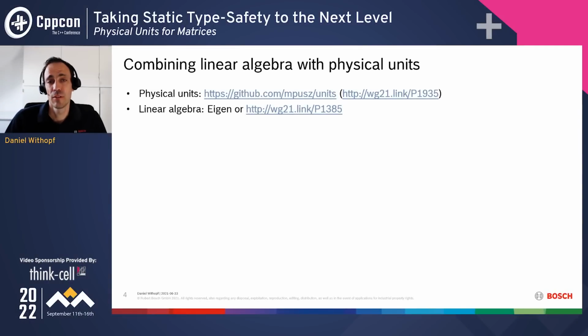Now I want to move on to the actual task that we want to solve in this talk today. We want to combine linear algebra library types with physical units, meaning we want to put physical units inside vectors and matrices. As I mentioned, for physical units, there's P1935, the library. For linear algebra, there's, for example, Eigen, or also a proposal for the standard library called P1385 by Guy Davison and Bob Stiegel.